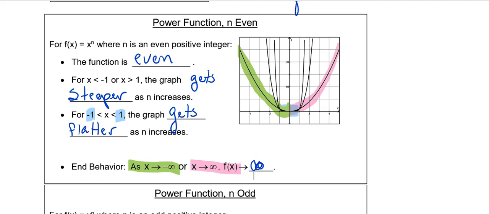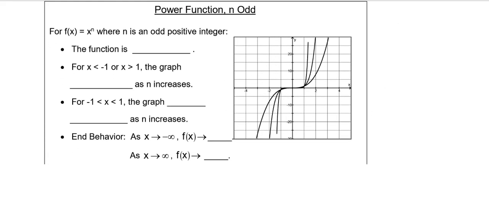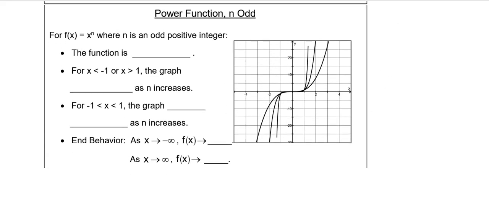Now we're going to look at power functions when our n is odd. For our function x raised to the n power, where n is an odd positive integer, the function is considered an odd function. And when x is less than negative 1, I'm just going to draw that here. And when x is greater than 1.